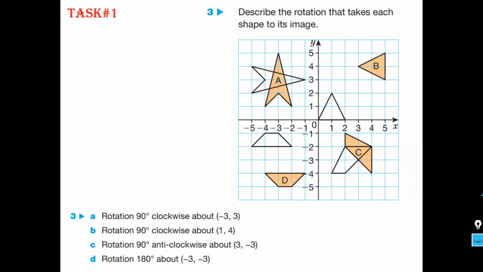Rotation of a figure up to its image, that one is, this is the point, rotation of 90-degree clockwise. So if we take this point, which is in the middle, that one is having -3 and 3. Okay. So if we look at this, it is made 90-degree, okay, clockwise. So this one is a clockwise 90-degree rotation.